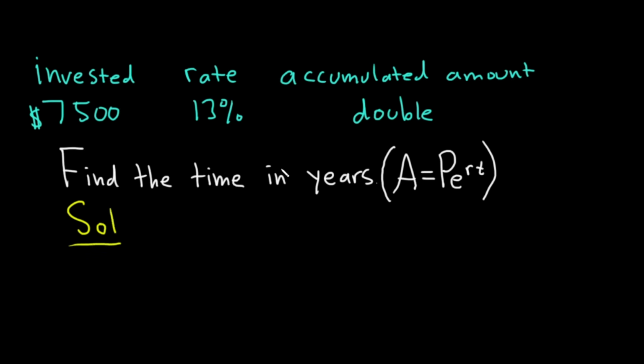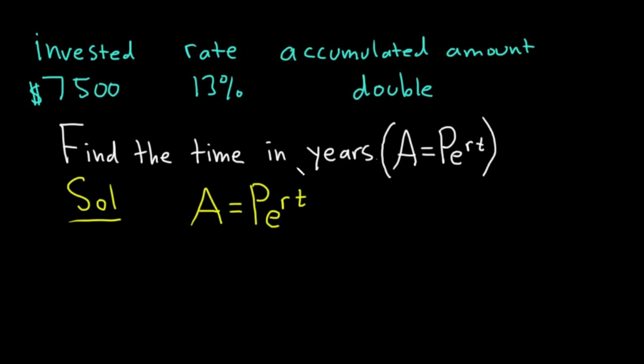So solution. I'll start just by writing down the formula again. So A equals P times e to the rt. And we're looking for t in this problem. Basically what we have to do is fill in the other variables with the information that's given. So the amount invested, that's going to be capital P. This is the principal. P stands for principal. This will be equal to 7,500.